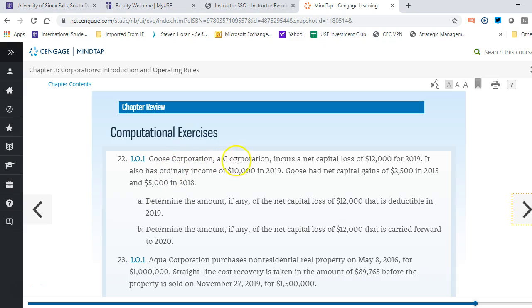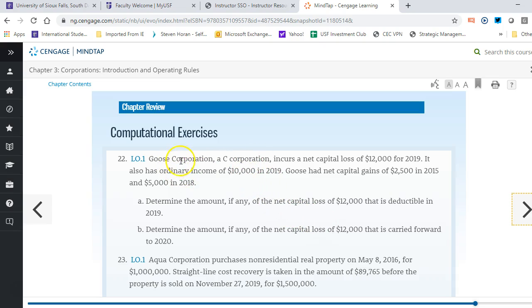So here's what we'll start with: Goose Corporation. They're a C Corp, incurred a capital loss of $12,000 for 19, and also had ordinary income of $10,000 for 19. Goose had net capital gains of $2,515 and $5,018. Part A: determine the amount, if any, of the net capital loss of $12,000 that's deductible in 19. And part B is to determine the amount, if any, of the net capital loss of $12,000 that can be carried forward into 2020.